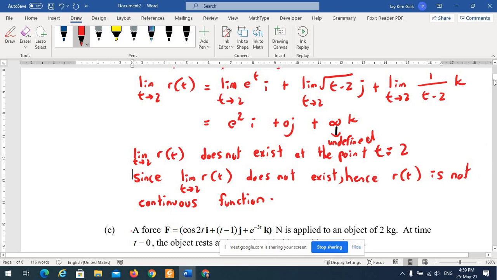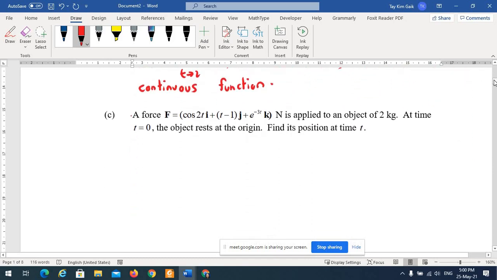And question C. A force F equal to cos 2t i plus (t minus 1) j plus e to the negative 3t k Newtons is applied to an object of 2 kg at time t equal to 0. The object rests at the origin. Find its position at time t. The object rests, so normally you have no initial velocity, v(0) equal to 0.